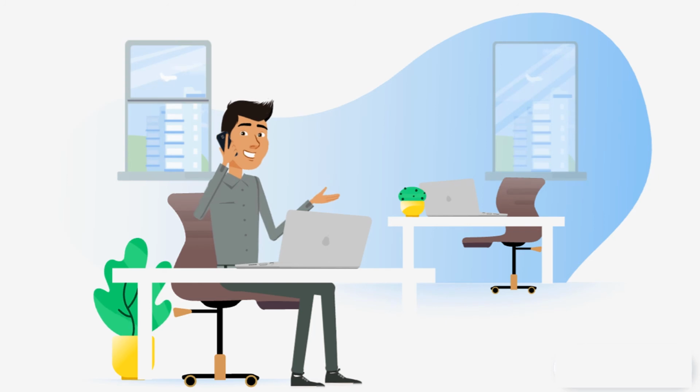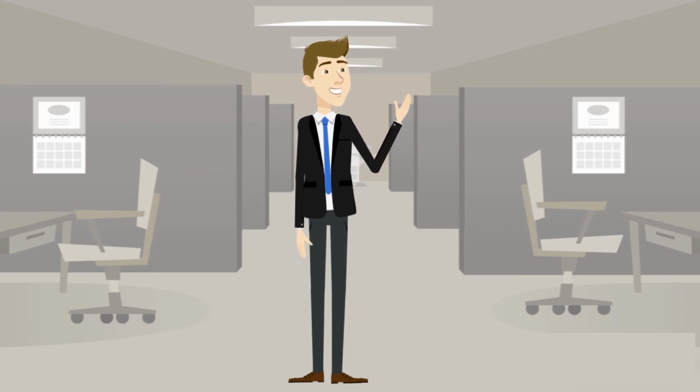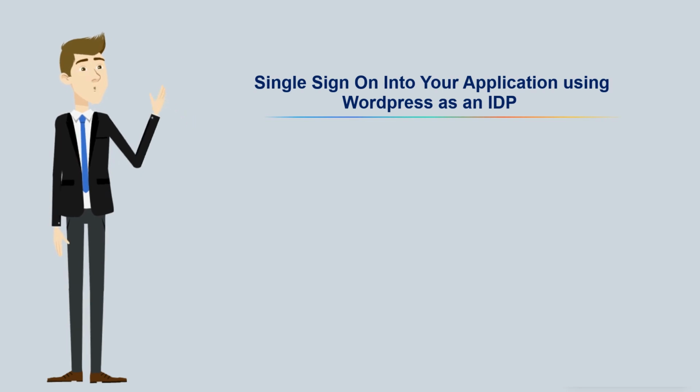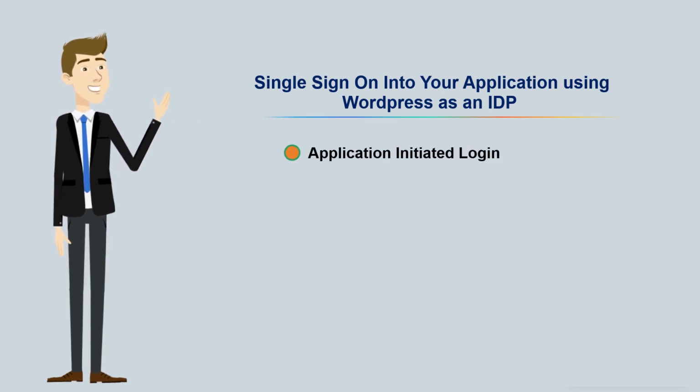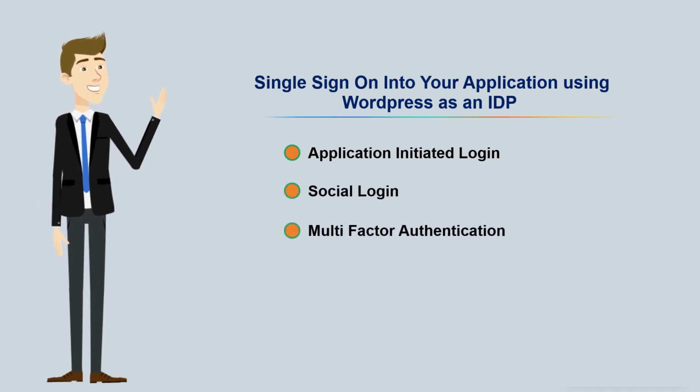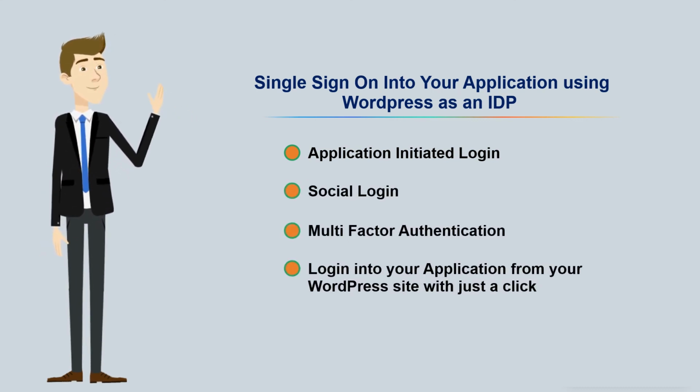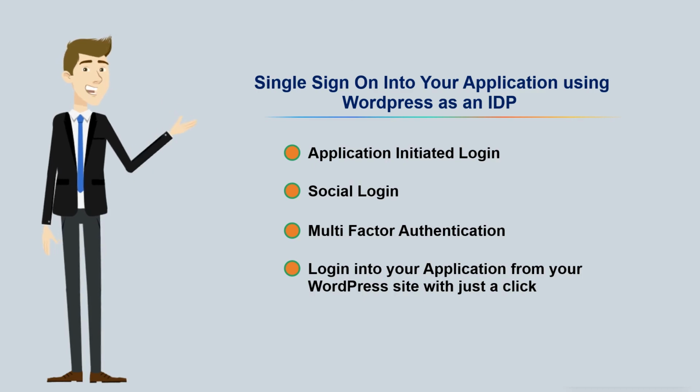We hope most of your questions about SSO into your application using WordPress credentials are answered. Let me give you a quick recap of what flows we covered in the video. We saw single sign-on into your application using WordPress as an IDP via application-initiated login, social login, multi-factor authentication, and login into your application from your WordPress site with just a click.